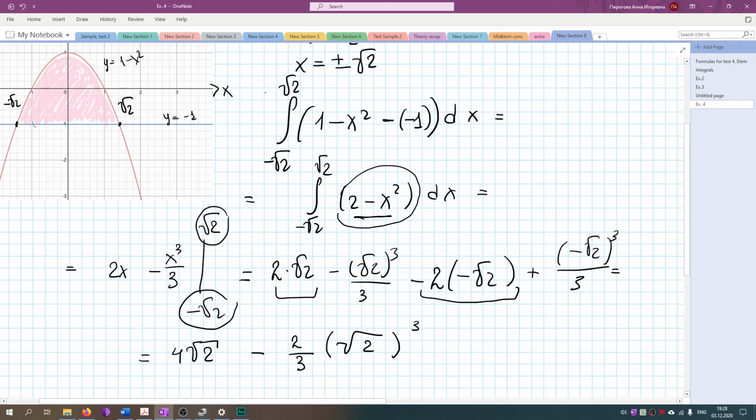So we receive 4 square roots of 2 minus 4 divided by 3 multiplied by the square root of 2, and finally 8 divided by 3 multiplied by the square root of 2, and that is the answer.